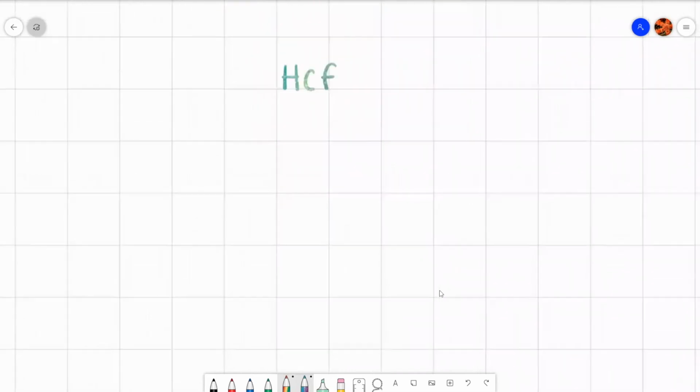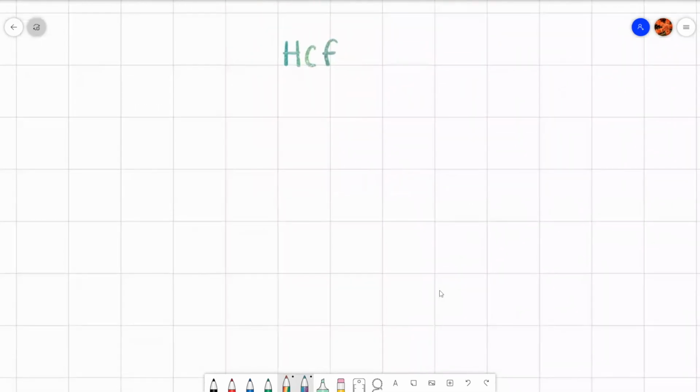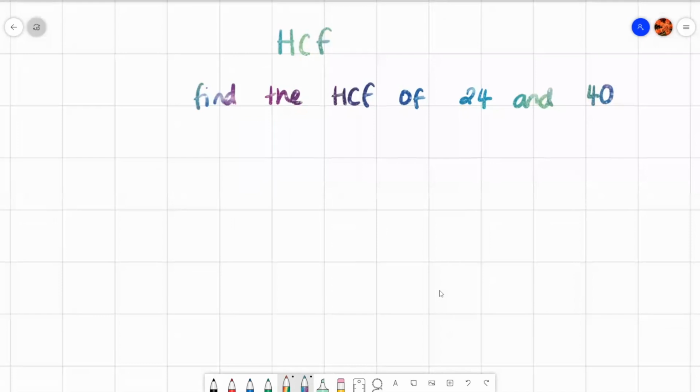Okay, so example is, let's say find the highest common factor of 24 and 40. So what you need to do is write down all the factors of 24 first. Let's deal with the factor bit first. Factors are all the numbers that go into 24.